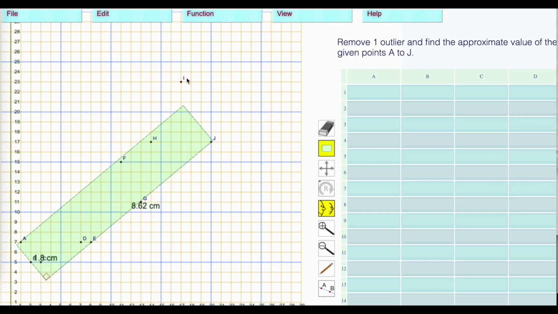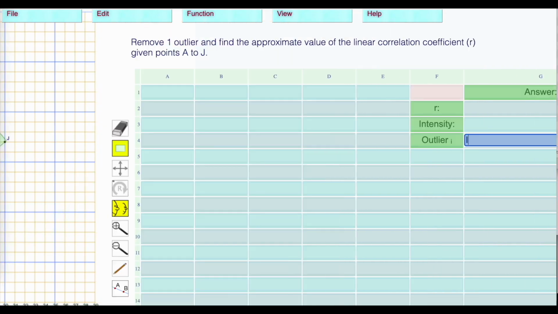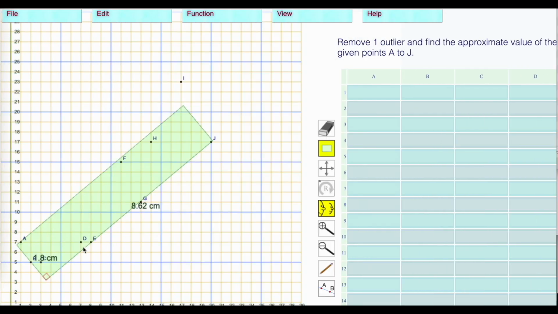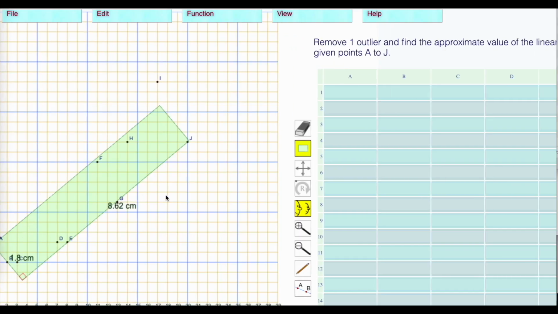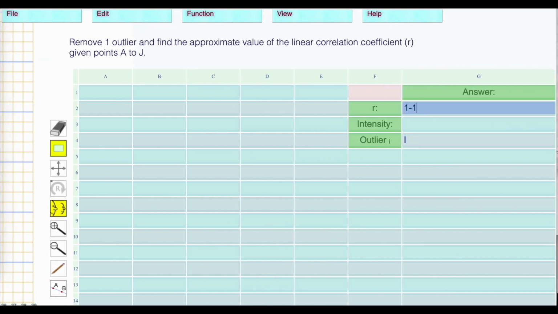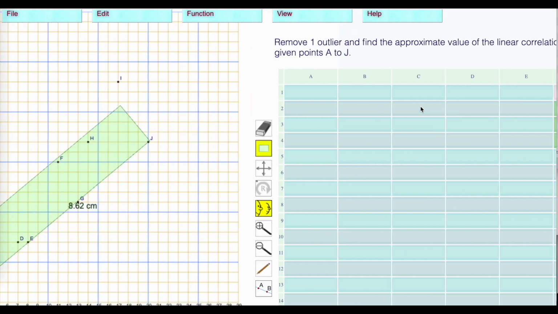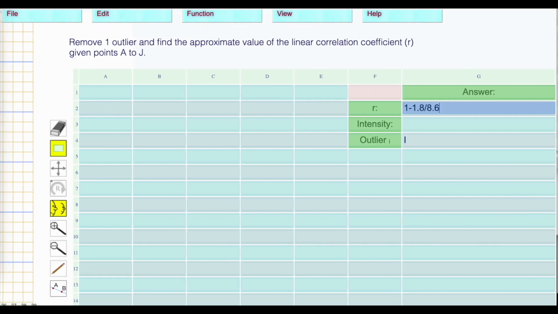We have all the points except for I. I is our outlier. That's I. The intensity is the correlation coefficient. R is positive. That's 1.8, and that's 8.62. 1 minus 1.8 over 8.62. 8.62 with an equals in front of it. That gives us 0.791. That is moderate.